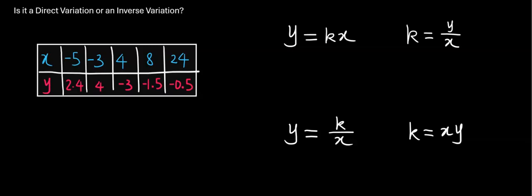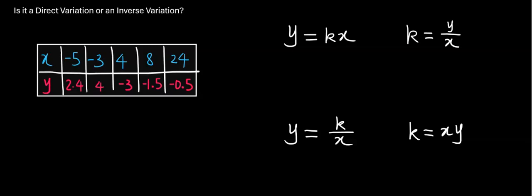Now, if we use y divided by x, and each time we consistently get the same ratio, then we're going to say, yes, it's direct variation. If we use x times y, and each time we get the same product, then we say it's inverse variation. That is a rule. Now, let us check. Y is written in magenta, x is written in cyan.